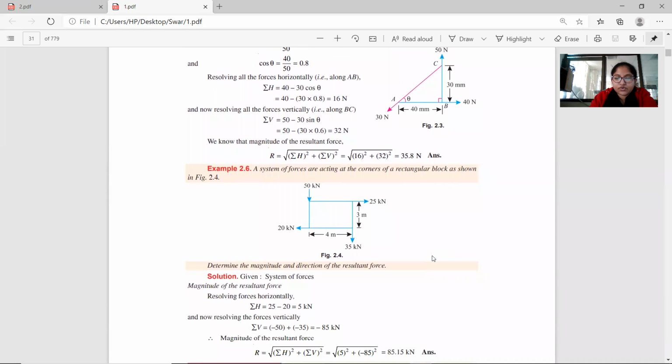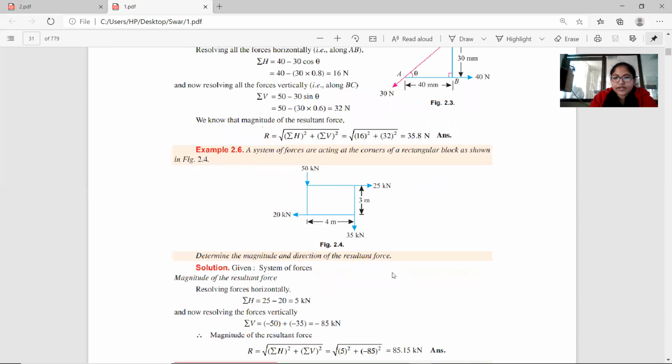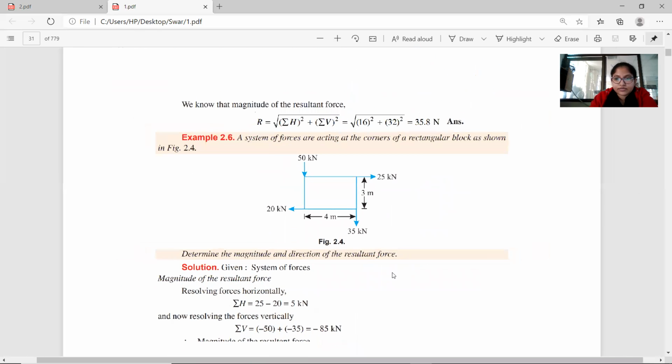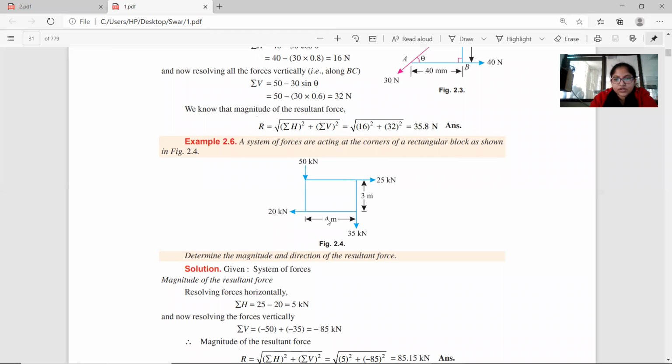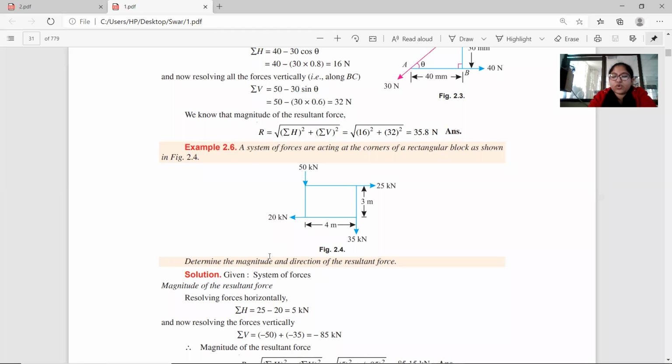Next, a system of forces is acting at the corners of a rectangular block as shown in the figure. We have this 50 Newton, 20 Newton, 35 Newton, and 25 Newton. This is a rectangle whose sides are 4 meter and 3 meter. Here we have to determine the magnitude and the direction of the resultant force.